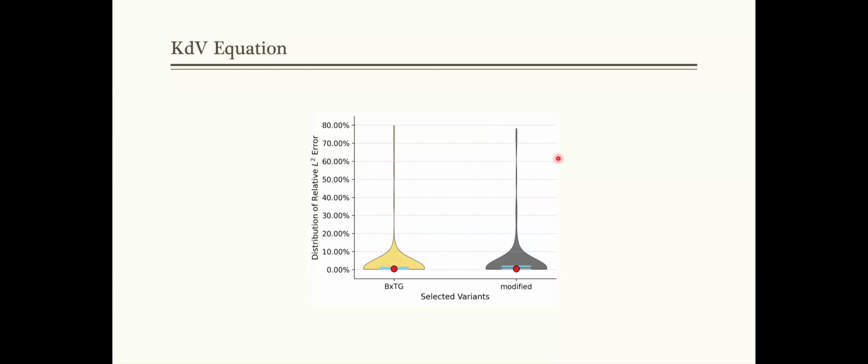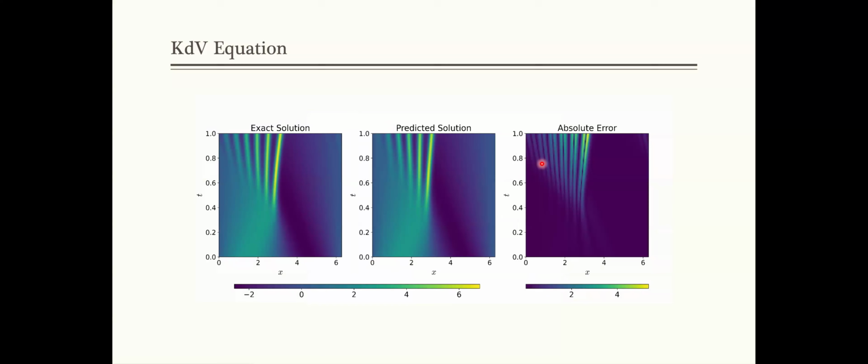All right, we again look at the violin plot of the distribution of L2 relative errors over all test cases. The variant BXTJ and the modified DeepONet have a similar error distribution. Both models give low median error and low quantiles, as indicated by the red dot and the blue lines. But there are also some big errors in both models. As suggested by the violin plot, a small number of test cases have relatively large errors for both BXTG and the modified DeepONet.